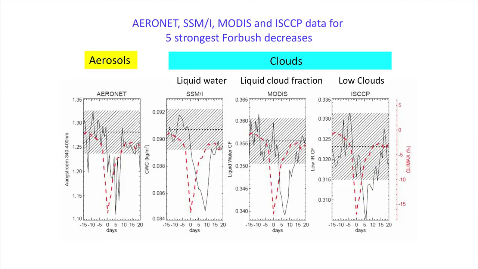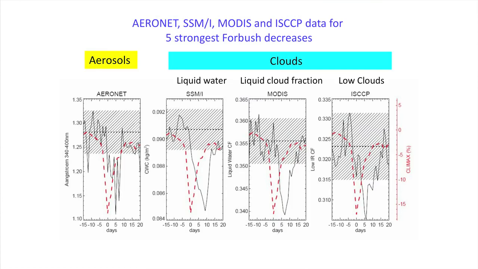And you see a very clear effect in the aerosols. You see an effect here in liquid water clouds. This is also liquid cloud fraction in the MODIS data. These are all different satellite data sets. They are not even the same Forbush decreases because they are operating at slightly different times, between, I think, 83 and 2007. And you also see it in the ISCCP low cloud data set.